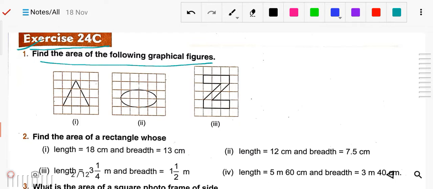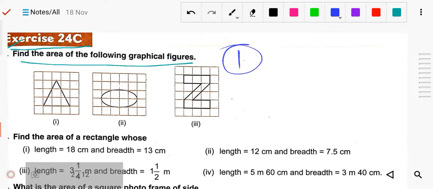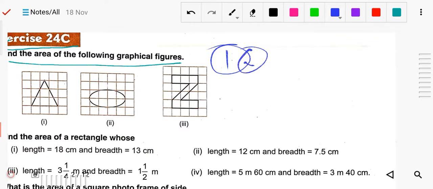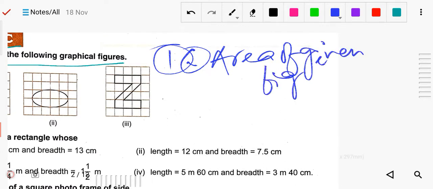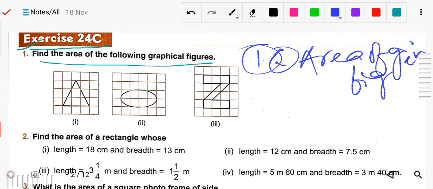So first of all I will solve number 1 here. This is question number 1. So the area of the given figure, you have to find the area of the given figure. So first of all, how many fulls are there?